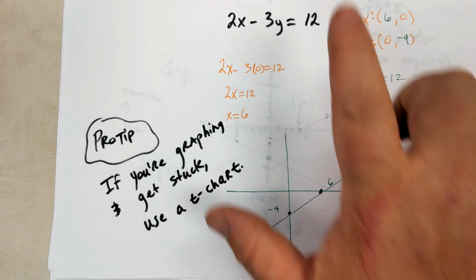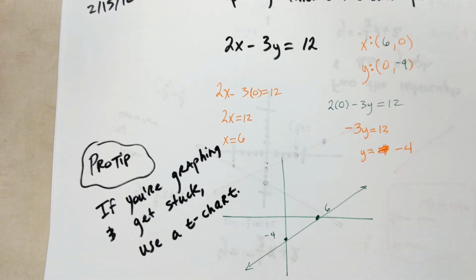So if you're trying intercepts and they're both the same number, like they can both be 0, 0, that's only 1 point. You need at least 2. Use the T-chart to find another point.